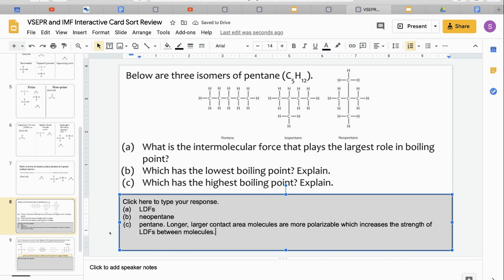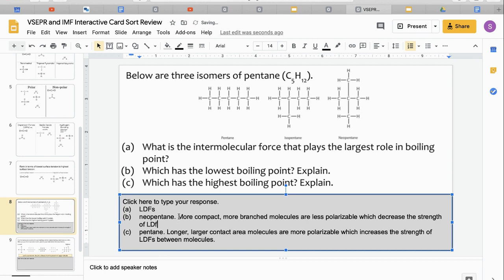Okay, and then vice versa, we could say for neopentane, more compact, more branched molecules are less polarizable, which decreases the strength of LDFs.